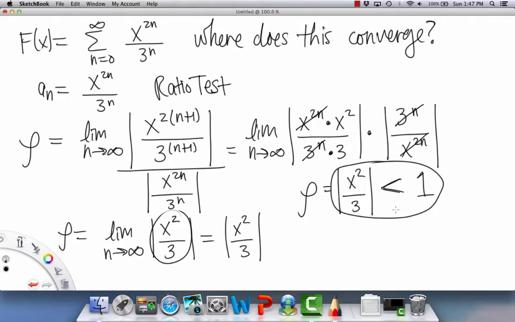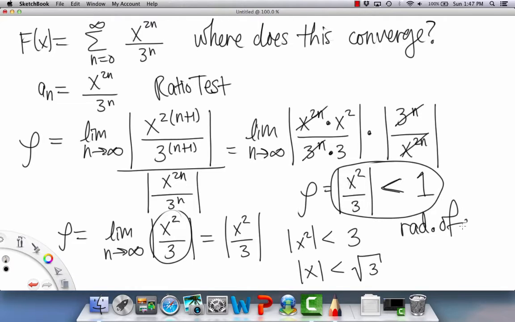So then let's multiply by 3 on each side. So we get x squared is less than 3. Okay, and then we get that the absolute value of x is less than radical 3. Okay, so technically, this is our radius of convergence, right? So our radius of convergence equals radical 3, okay?